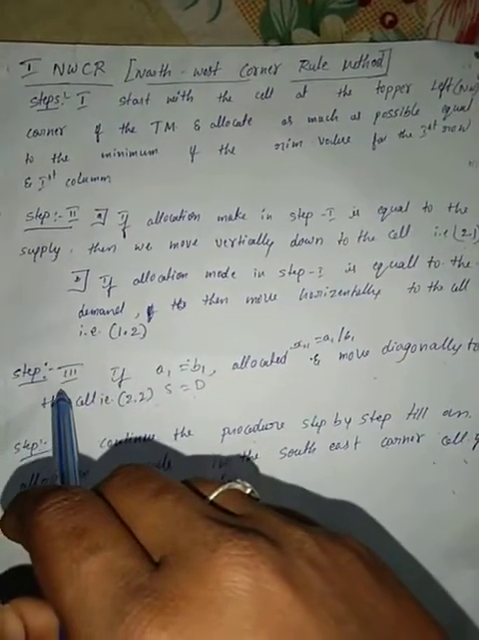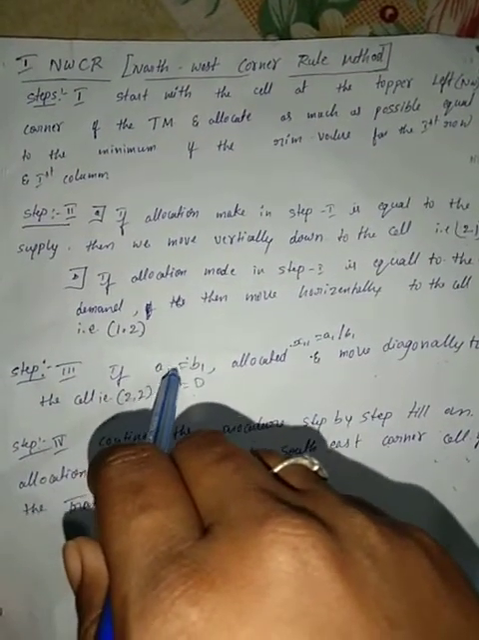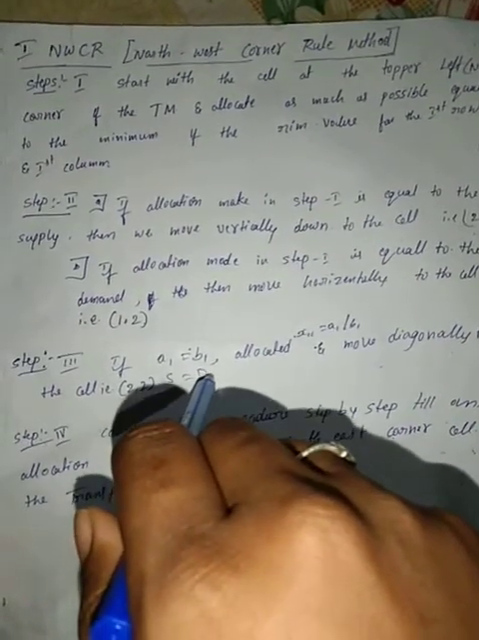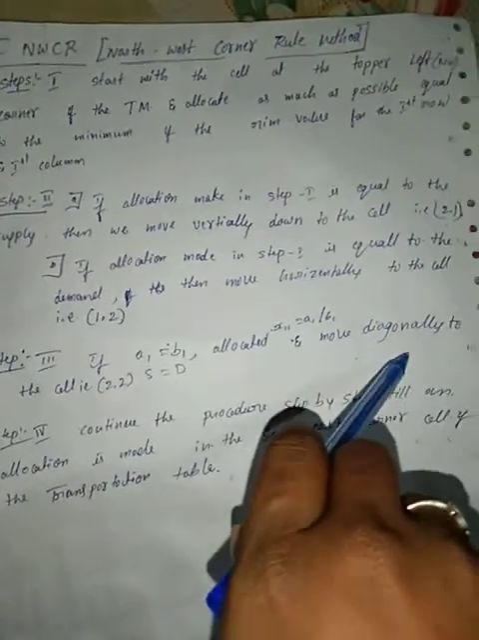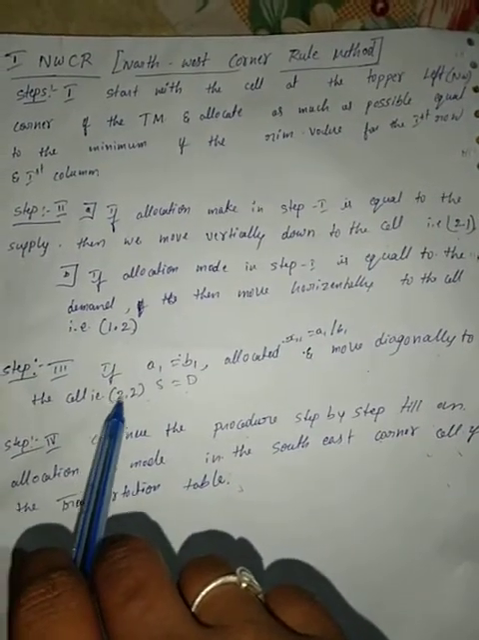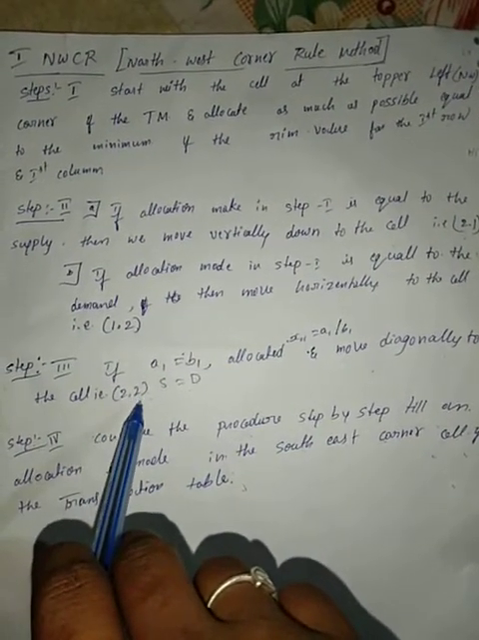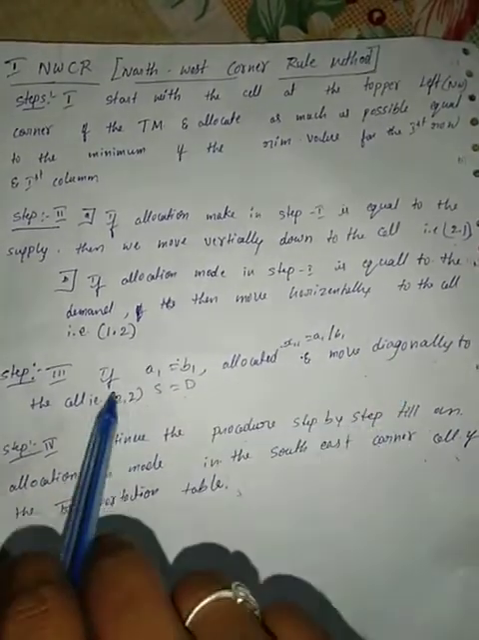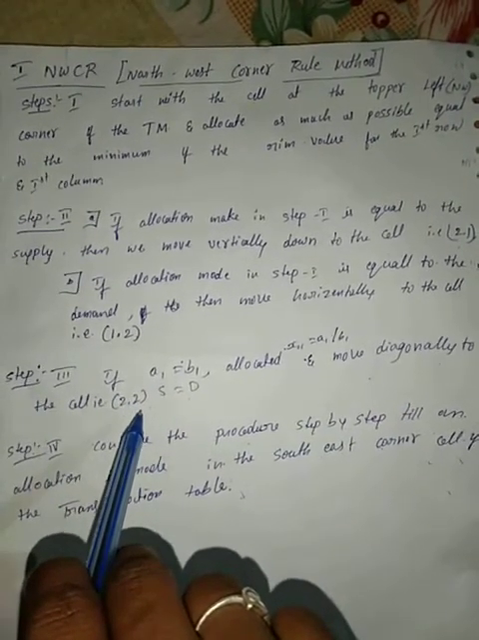Next step 3: if a1 equals b1, meaning supply equals demand, then we move diagonally to the cell, that is second row and second column.